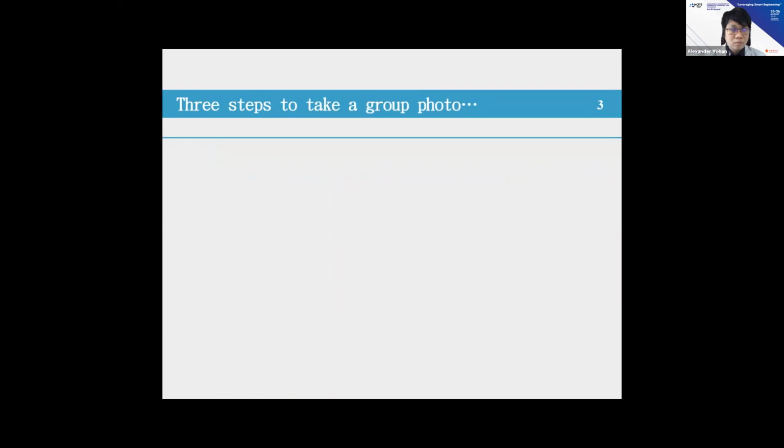Actually, you can see that in the previous paper, it still cannot help, right? Because if we are talking about taking a group photo, then when there's no people around, how can we take a group photo? Okay, so we propose to use 3 steps to take a group photo.